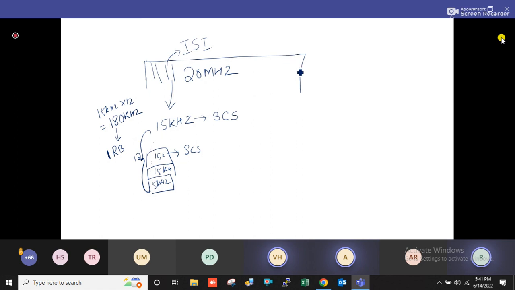Now, the basic definition of what we are doing here is, let's say this is one 15 kilohertz, and whenever there is a peak value here, the next 15 kilohertz will start like this. So this will be going like this. Now there is no gap between this 15 kilohertz and this 15 kilohertz.